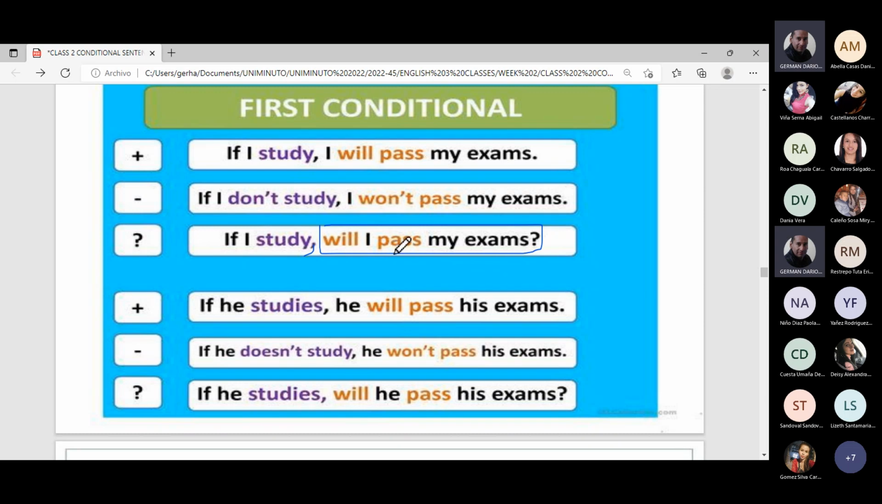Yes, pasaré mis exámenes. So remember this. It's very important that you keep this in mind because sometimes maybe we fail in this. Entonces hacemos al revés. Will I pass? O sea, if do I study? Entonces, pero ¿cómo organizo esto? No, it's difficult. So for that reason, we organize the question in this way.